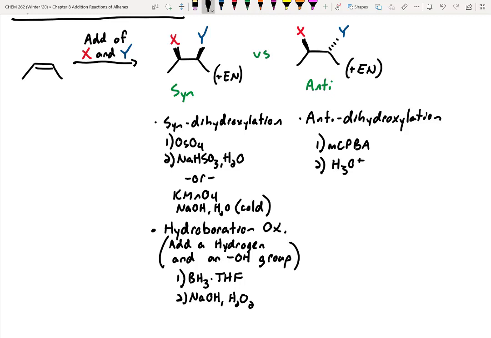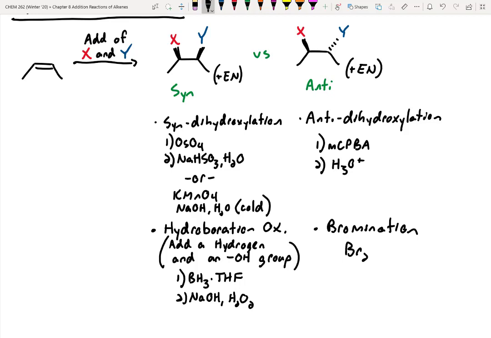All right, the anti-addition, another one was bromination. Do you remember when we added Br2 to alkenes? The bromines added to opposite faces. So that'd be another example of anti-addition. You never get syn addition of two bromines using Br2. So that's another option.